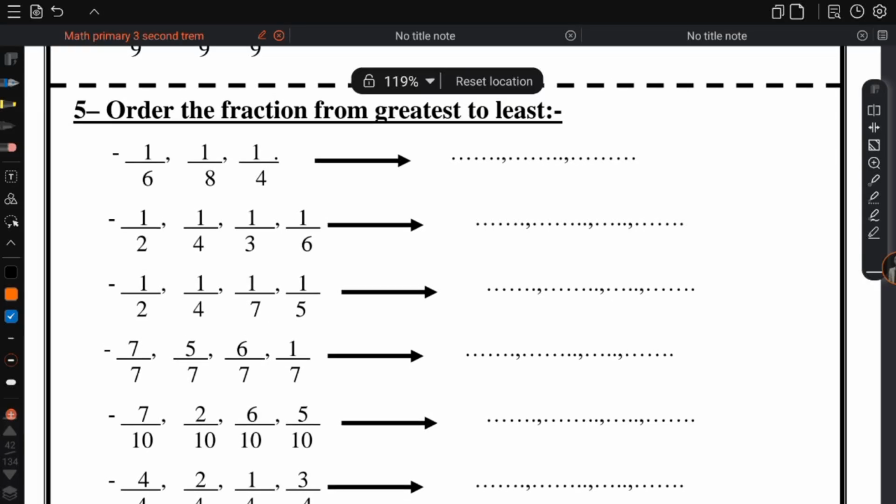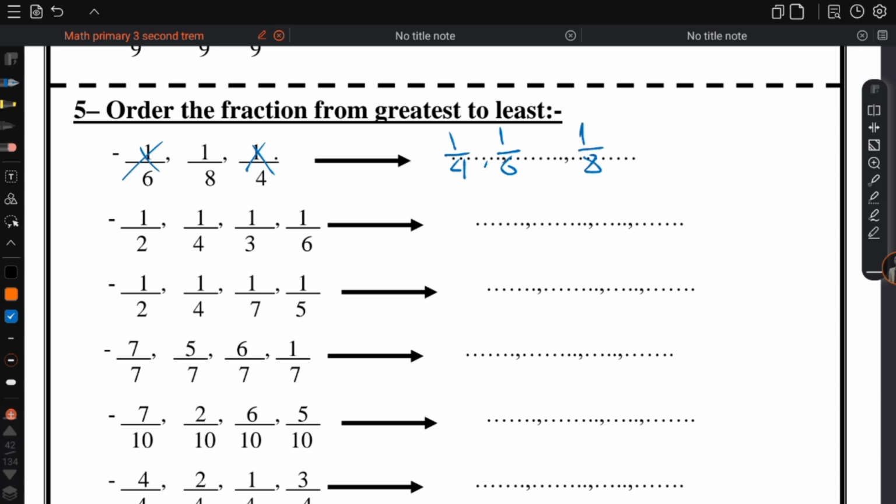Order the fractions from the greatest to the least. And this is the opposite. From the greatest fraction to the least fraction. The greatest fraction has what? Yes, a smaller denominator. So I have 1 over 4, the first fraction. And then, yes, 1 over 6. Okay. And then I have 1 over 8.